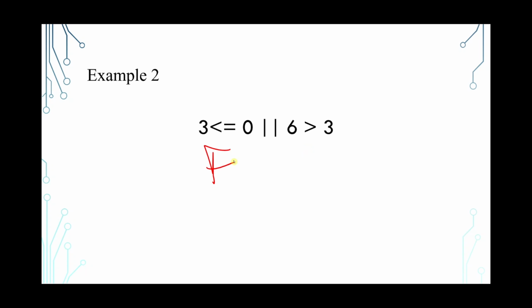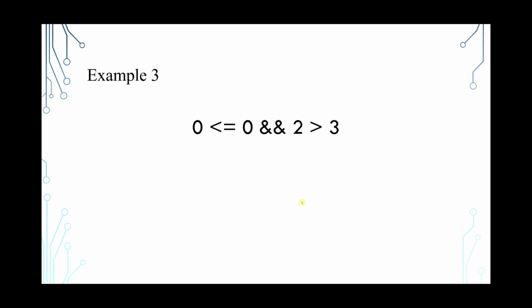So 3 less than or equals 0. This is definitely false. 6 greater than 3. This is true. Which one to pick? Because this is about picking. OR is about picking, right? You would pick the true. So, true or false? True, definitely.